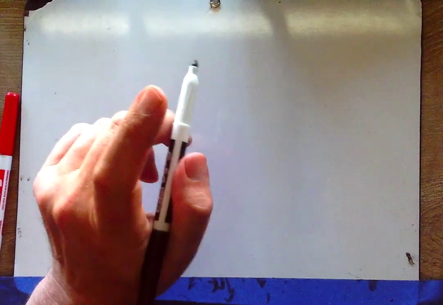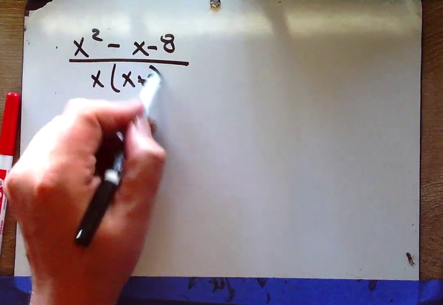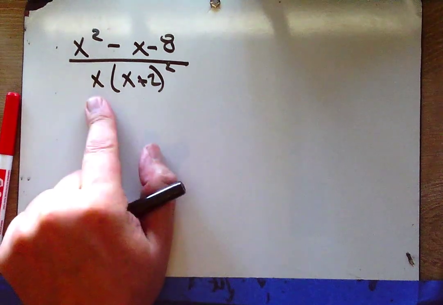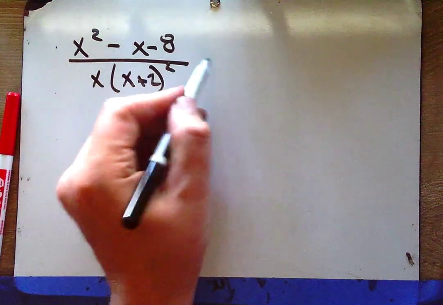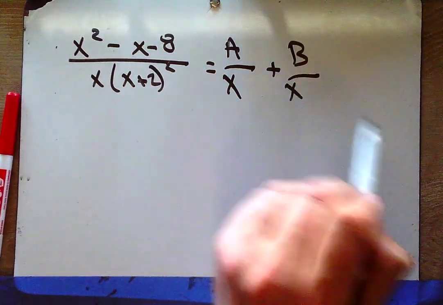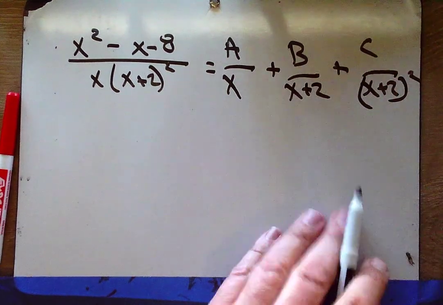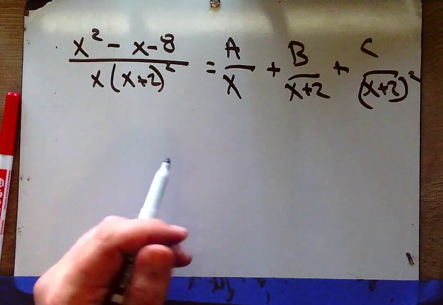So let's take a look now at case 3. Oh, by the way, you know, we could actually have a situation like this. X squared minus x minus 8 over x times x plus 2 squared. So this is kind of a combination of case 1 and case 2. See, that's not repeated. See, that one is repeated. The setup, though, you know, is like that.